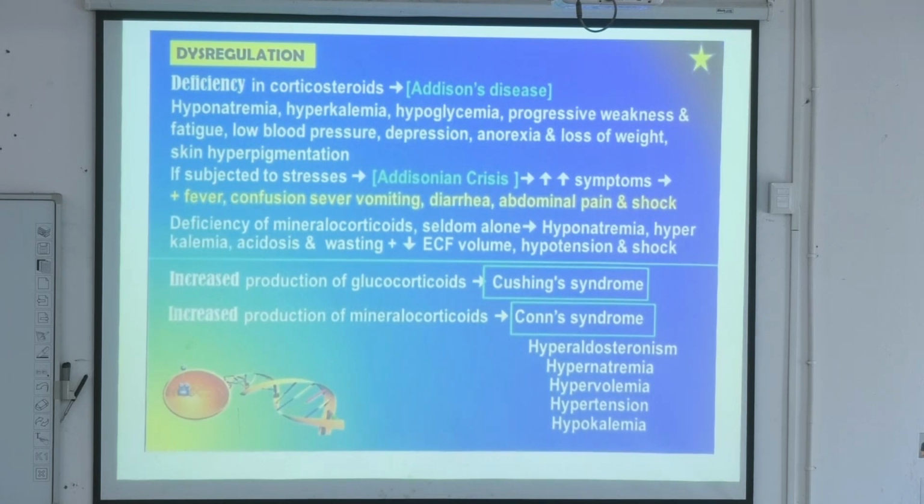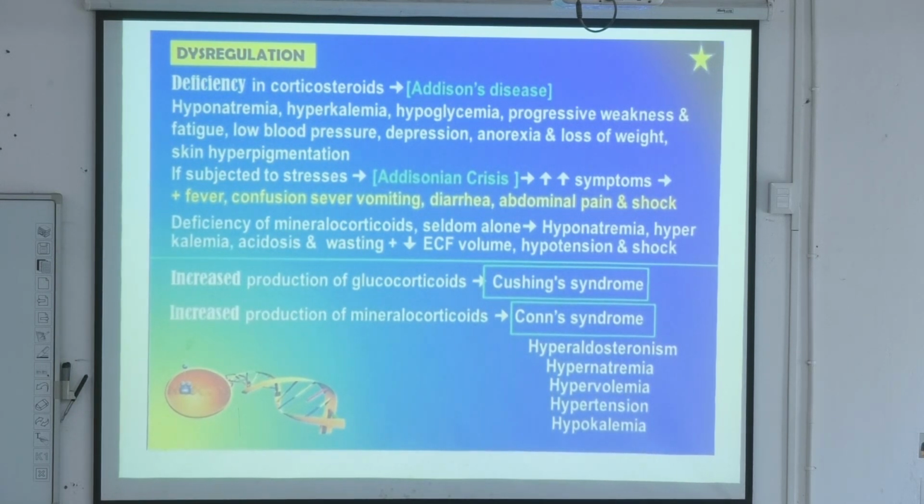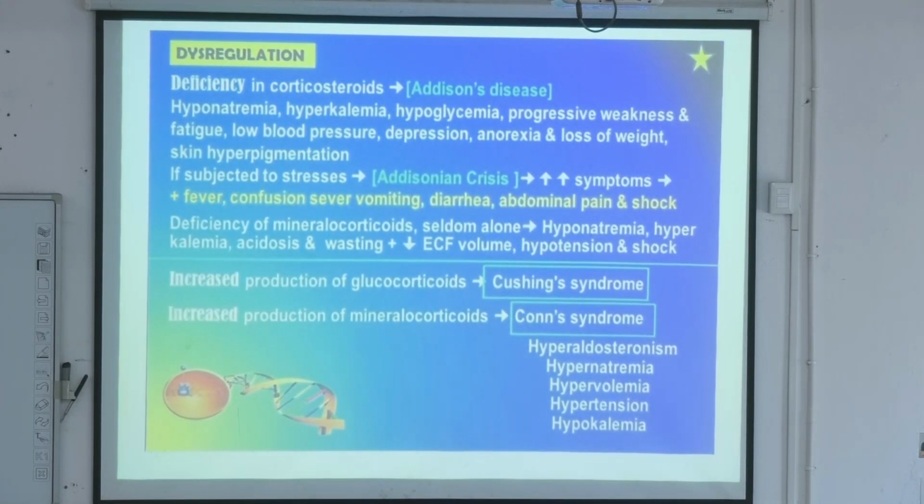Now there can be more production, excessive production, or an excessive amount of that hormone present in the body. If there is an excessive amount of glucocorticoid in the body, that leads to a disease or syndrome called Cushing's syndrome. And the patient becomes round and swollen. Round face, fat here and on the neck. Okay, we will come to it with a little bit of detail later on.